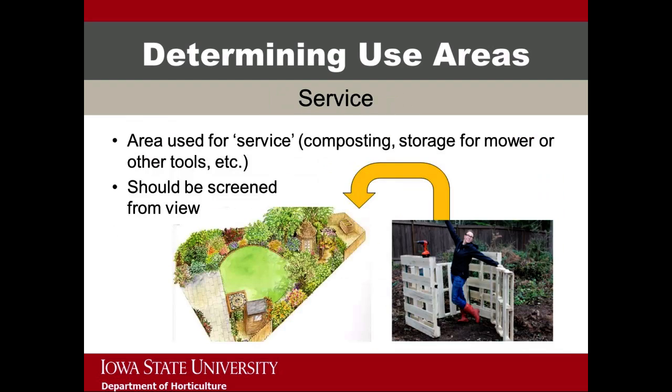A final use area in a landscape is the service area. The key features of a service area include that it is screened from view, but that it is still accessible. No matter how lovely your compost area might be, it still shouldn't be used as a focal point of a backyard. The yellow arrow shows how a compost bin has been discreetly tucked at the edge of this backyard. It is still functional, but not out in plain view for people who might be sitting on the patio looking into the backyard.